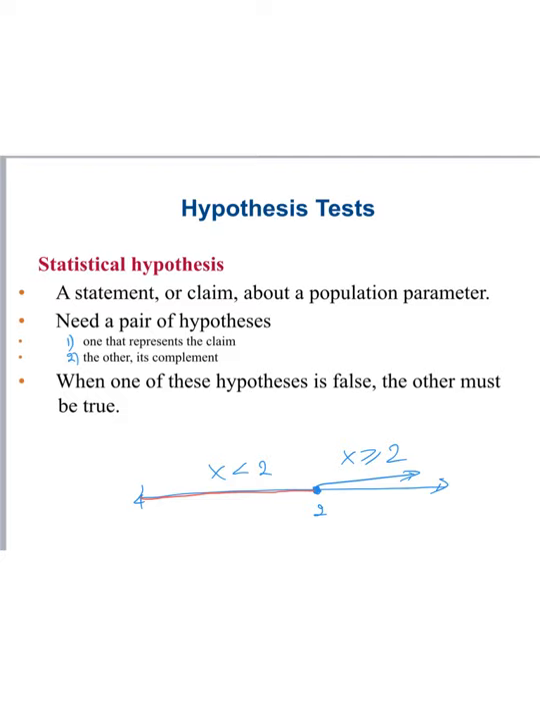But if I told you to take a guess of a number, and that number is not here, what would you say? If it's not in this interval, if it's not greater than or equal to 2, then the number must be in this interval, right? It cannot be in both. So that's how it works with hypothesis testing. That's what I'm trying to emphasize: when you are setting up hypothesis testing, one of these hypotheses is false and the other must be true. That's very important.